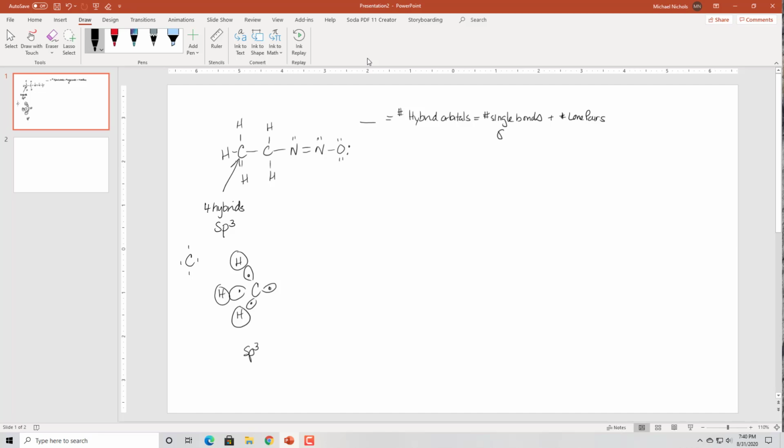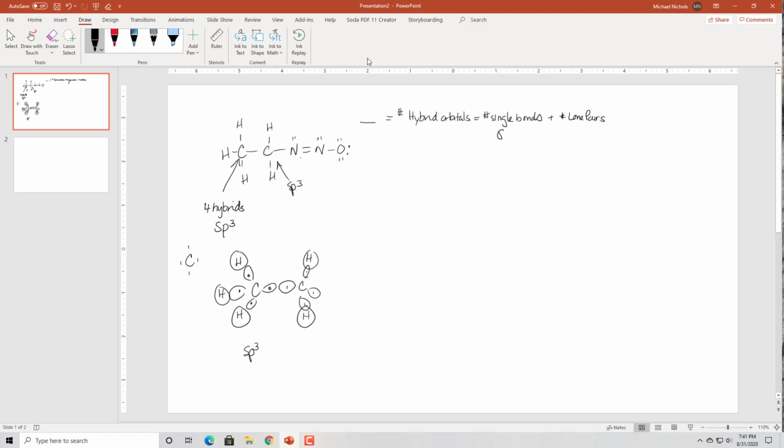Looking at the second CH2 carbon, it is also sp3. How do I know that? Because it's got 4 single bonds, so 4 hybrid orbitals as well. That means the carbon would have 1, 2, 3, 4 in this tetrahedron, each one of those hybrid orbitals having an unpaired electron, 2 of them overlapping with the 1s orbital of hydrogen.